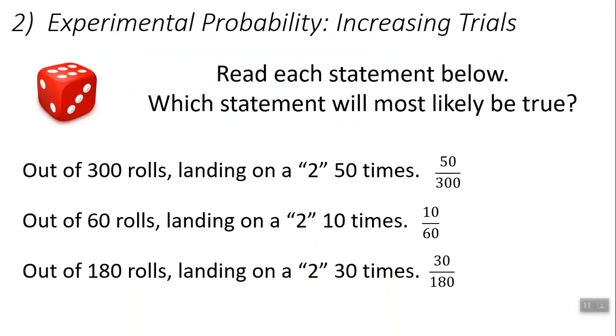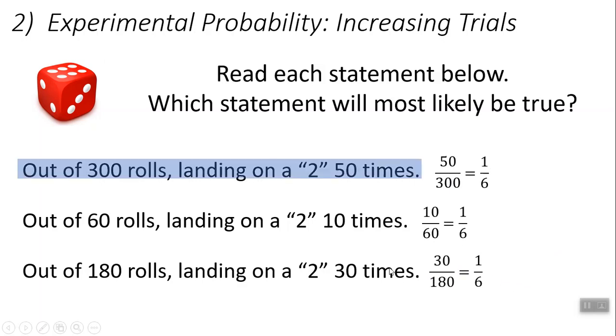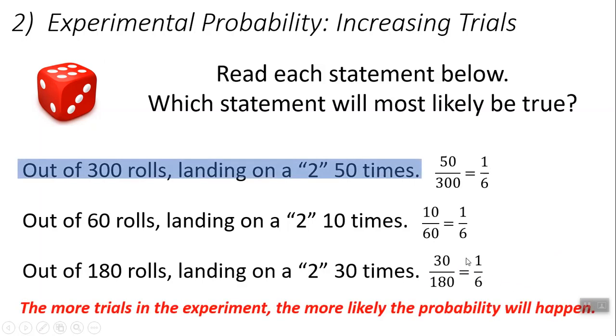Well, for a single roll, rolling a 2, you have a 1 in 6 chance of doing that. All of these probabilities break down to 1 out of 6 in lowest terms, so they all have the same probability. The one that's most likely to happen is going to be the one where you do the most rolls. The more trials in the experiment, the more likely that probability will happen.